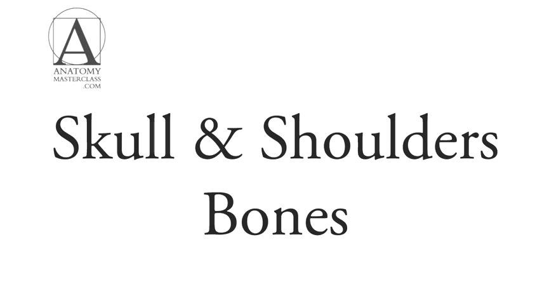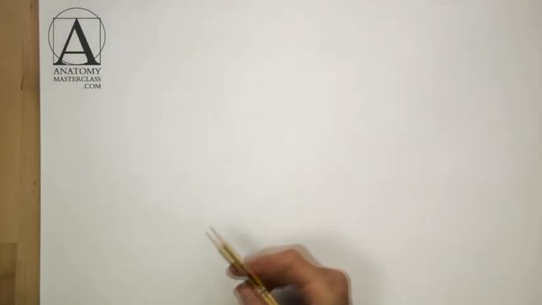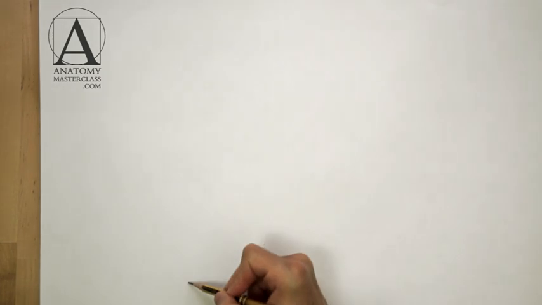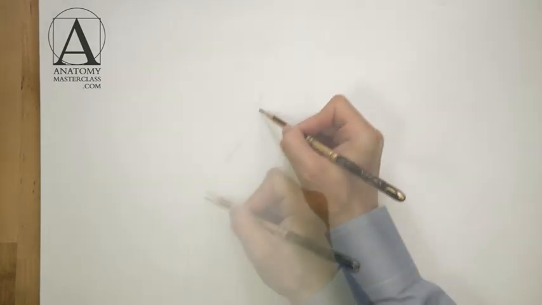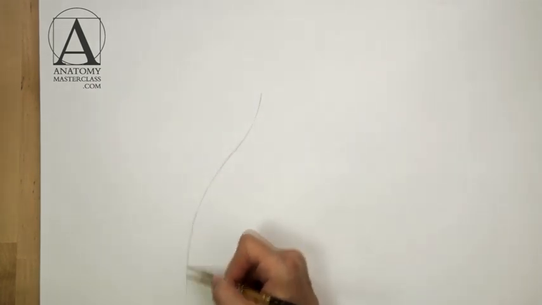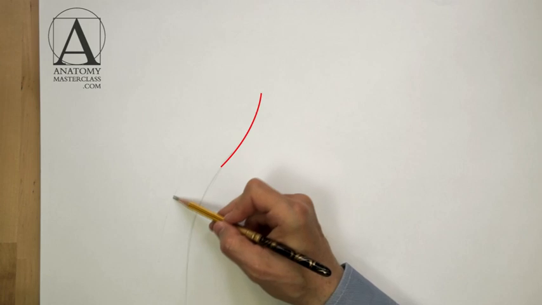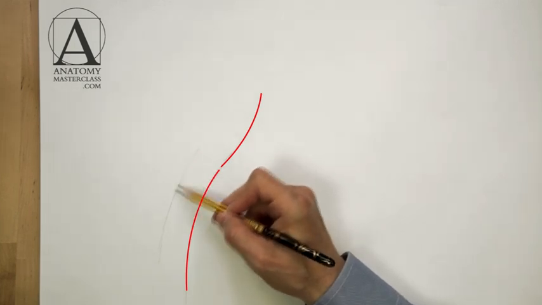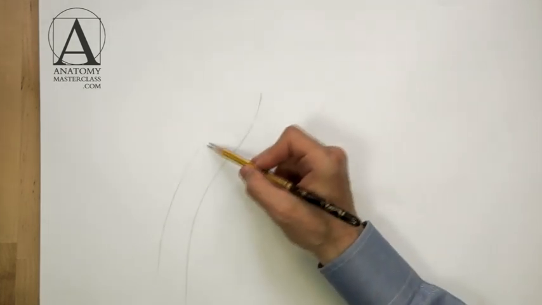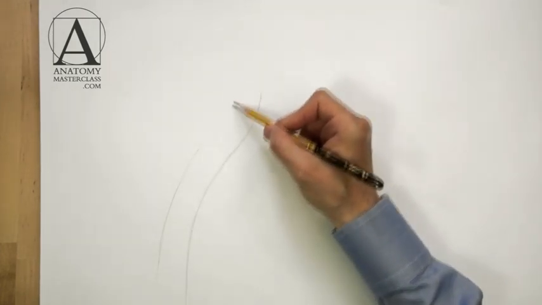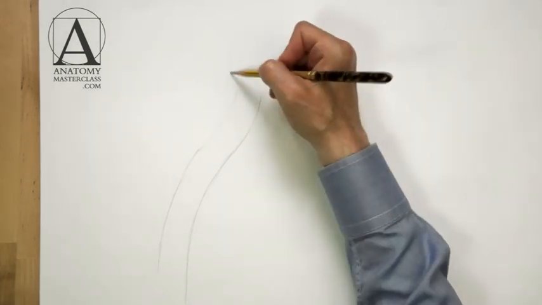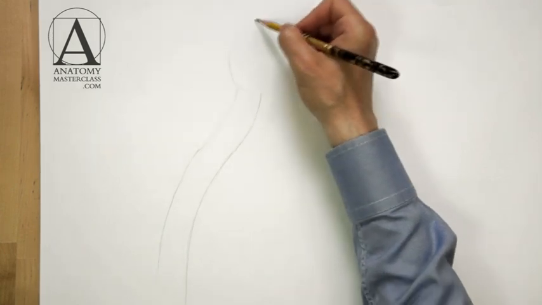The skull and shoulder bones. Let's begin with the skeletal anatomy. The spinal column has two distinct curves, the curve of the neck region and the curve of the rib cage region. They are arched in opposite directions. At the top, there is the mass of the skull.